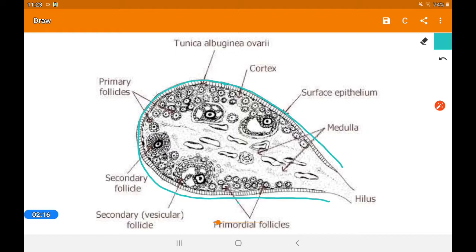Stroma is again divided into two zones. That is the peripheral part, the cortex area, and the medulla. This is the cortex and the medulla, these two areas. So this is the division.